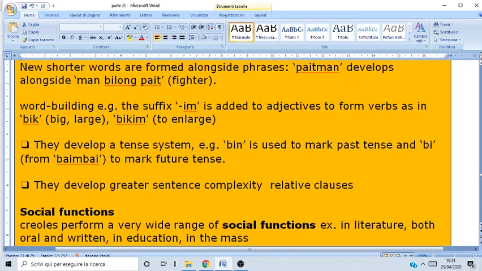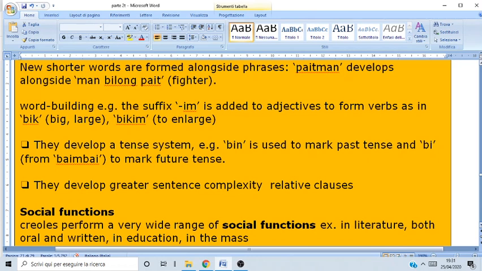And then there's a wider use of suffixes and prefixes. For instance, there's a suffix -im that can be added to adjectives to form verbs. So for instance, the adjective big, that stands for big or large, can become a verb with the addition of the suffix -im. So big, bigim, means to enlarge, to make something bigger. So it's a more creative language, basically.